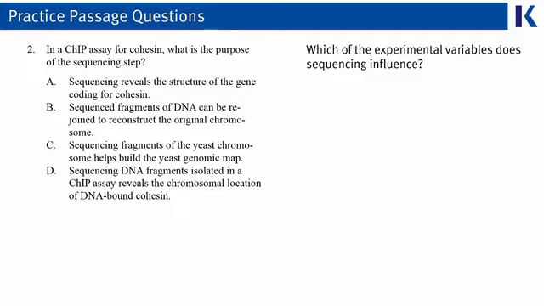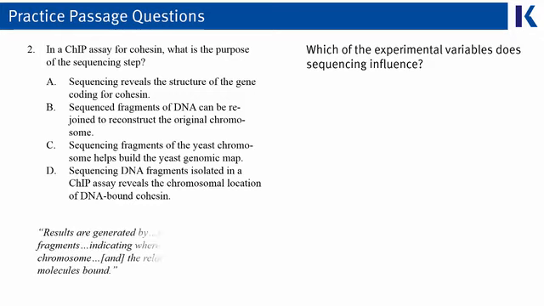Similar to the last question, question 2 asks us about a hyperspecific detail from the passage. What's the purpose of sequencing? But again, instead of looking at this as a specific detail from the passage, think about how this correlates to the big picture: independent and dependent variables. Take a moment, go back to the passage, find sequencing, and think about its role in the experiment. Which of the experimental variables does it influence?